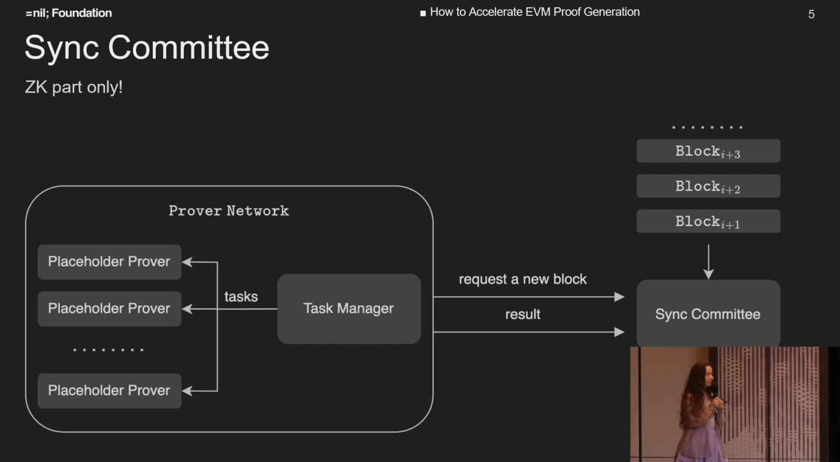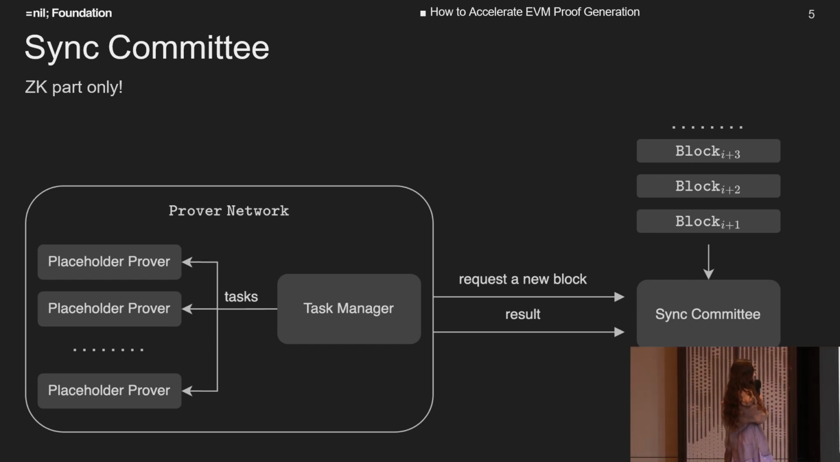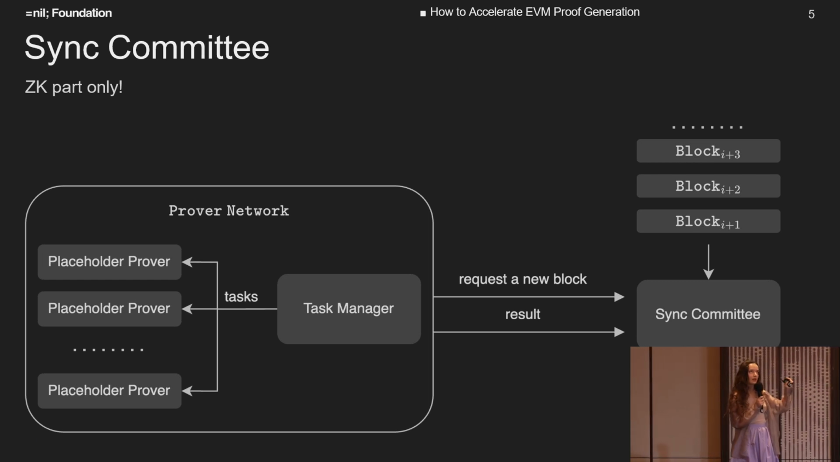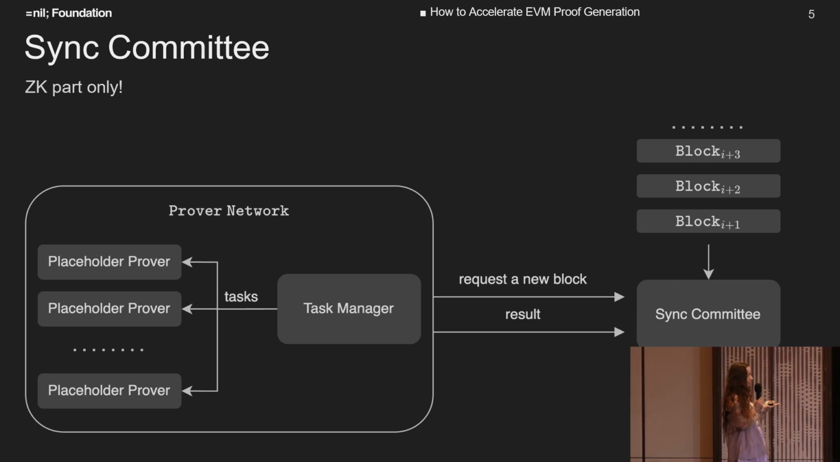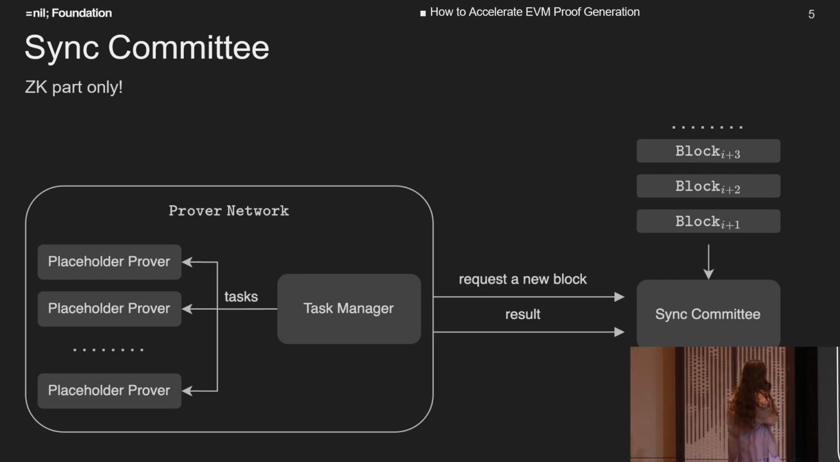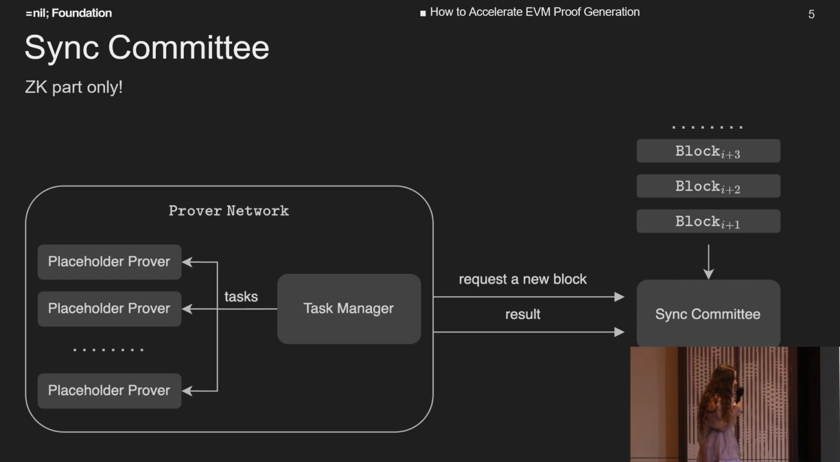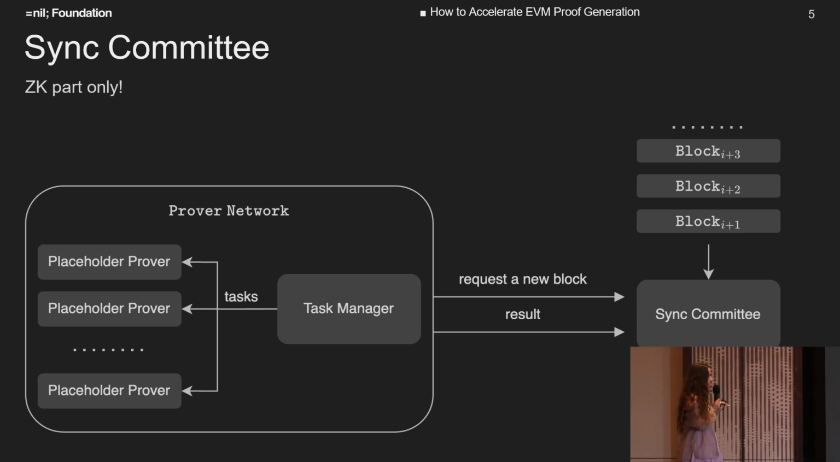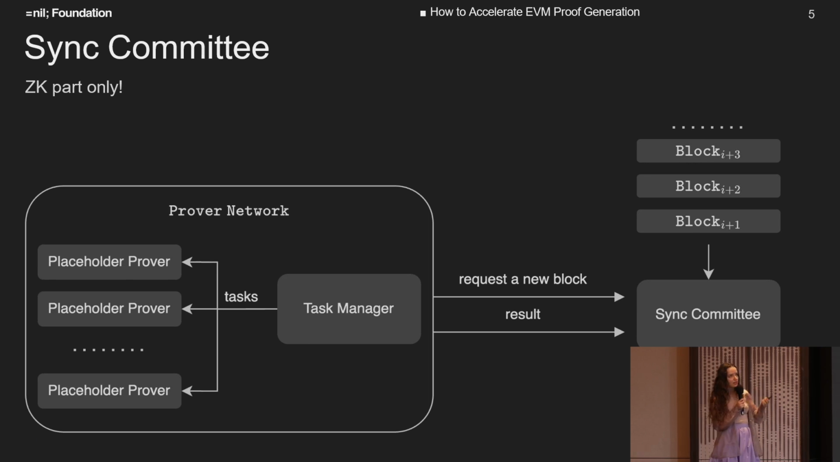Let's zoom into the SYN committee. As I told you, the SYN committee takes the role of observer. It takes blocks from the main shard. And when the task manager notices a new block, it distributes a task between placeholder provers. Each placeholder prover is a different server. And when they generate a proof, they send the result to the SYN committee, and the SYN committee will handle it somehow.